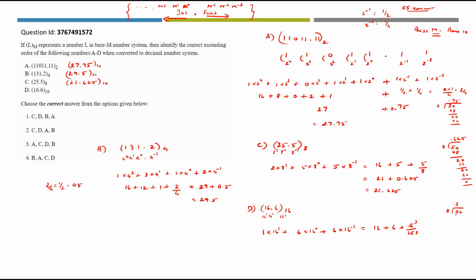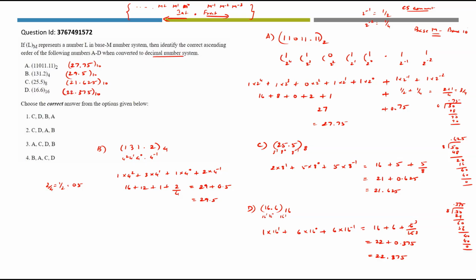8 3s are 24. We have 6 here. 8 7s are 56. We have 4. So we will have 5 in the numerator. Overall this will be 0.375. So what is 16 plus 6? It is 22, plus 0.375. This will ultimately give 22.375.